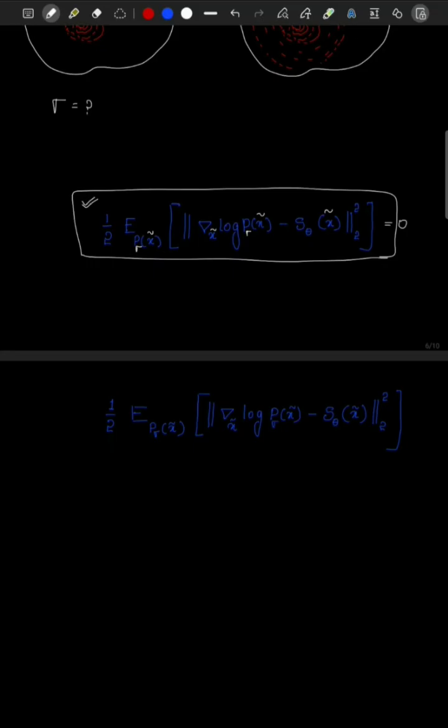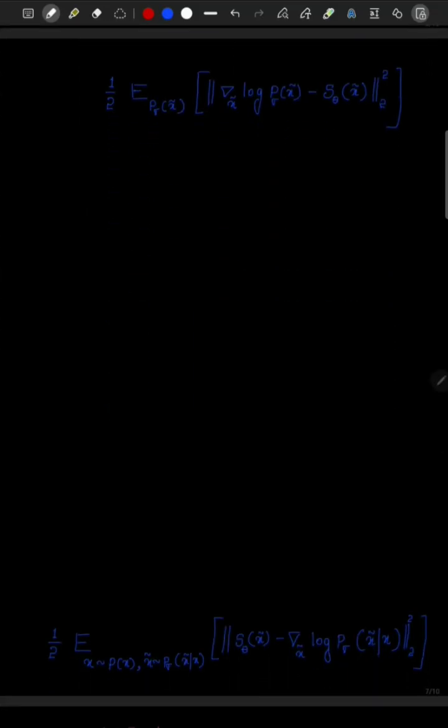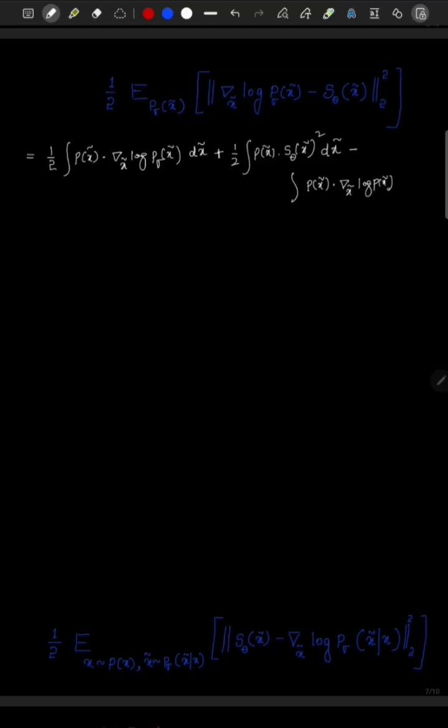So now this is the objective, and again we will do some simplification. Same as we have done previously, we need to remove the expectation part, and we end up with the integration of p(x) gradient of x log p_sigma(x tilde) with respect to x tilde dx tilde, plus half into p(x) into s theta of x tilde, squared, dx tilde, minus, here half and half will cancel, you will have only p(x tilde) gradient of log p(x tilde) with respect to x tilde, s theta of x tilde dx tilde, right?